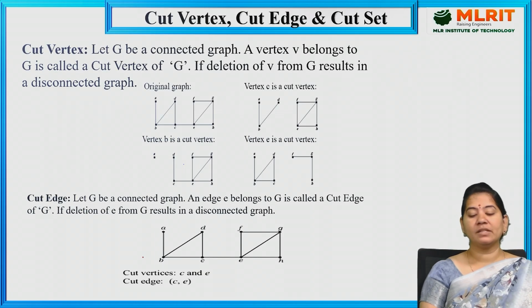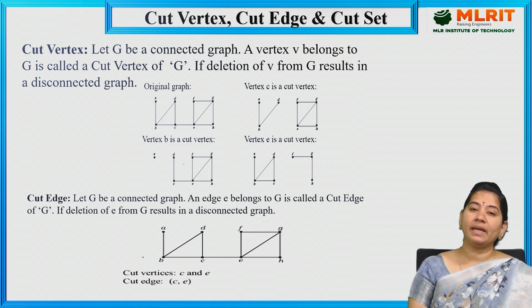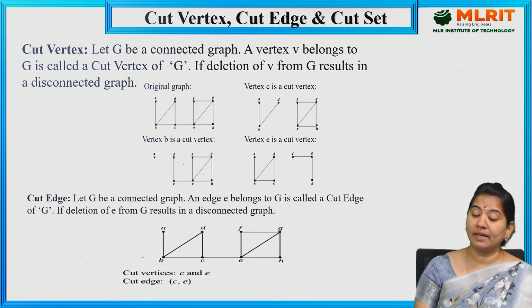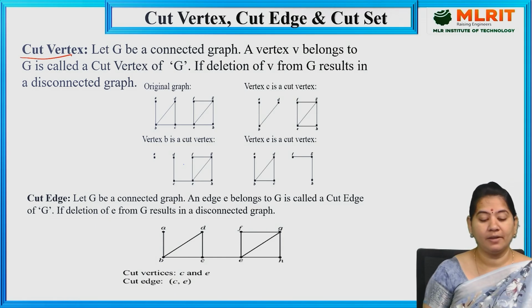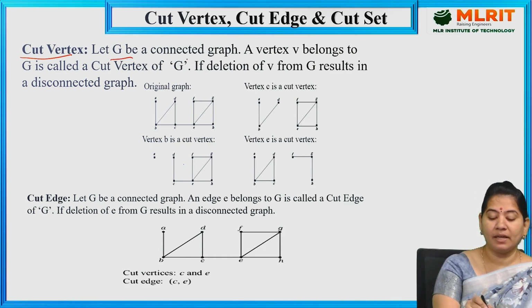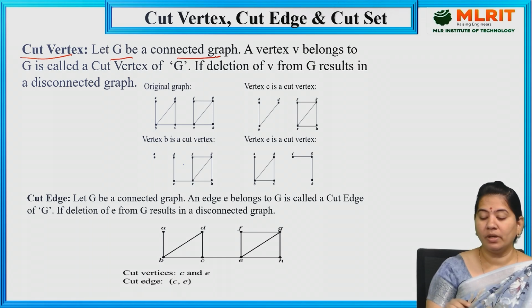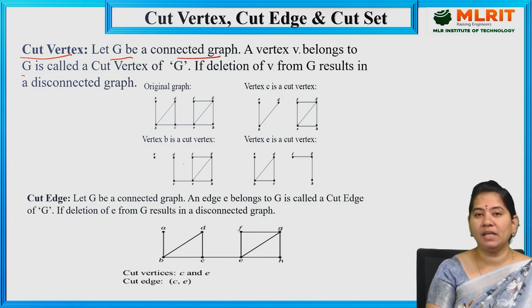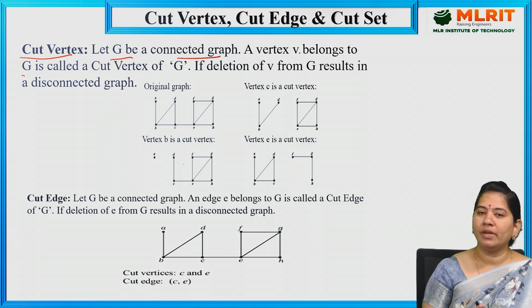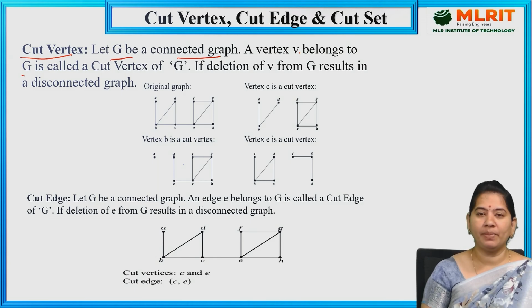So first, let us understand what is meant by cut vertex, cut set, and cut edge. First, let us see what a cut vertex is. Let capital G be a connected graph, and a vertex V belongs to G. Here, what is meant by G? Capital G is what I am assuming to be a connected graph. A connected graph means we have a path between every pair of vertices.